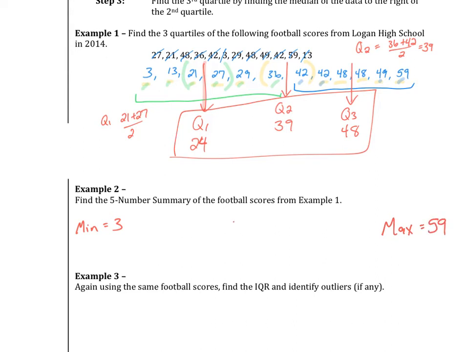Okay, the median, or Q2, is 39. The first quartile, Q1, is 24. And the third quartile, Q3, is 48. So the minimum, Q1, the median, Q3, and the maximum. Those are the 5 numbers we look for. And that's our 5-number summary.